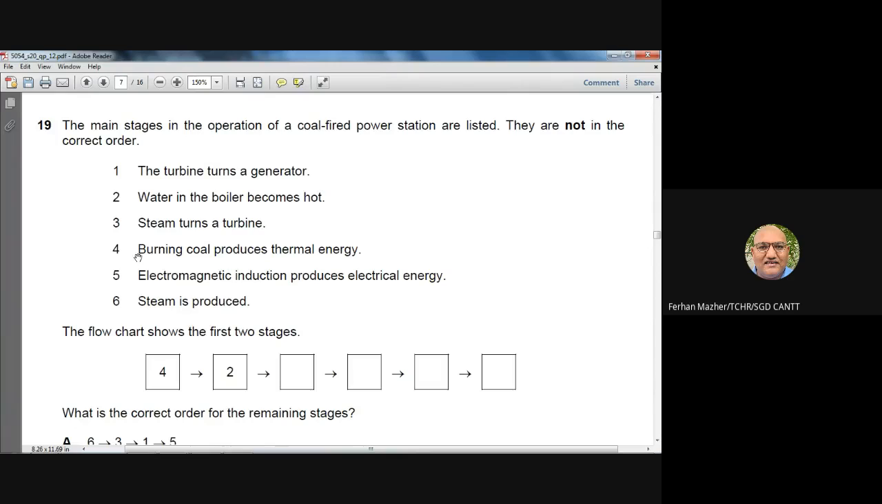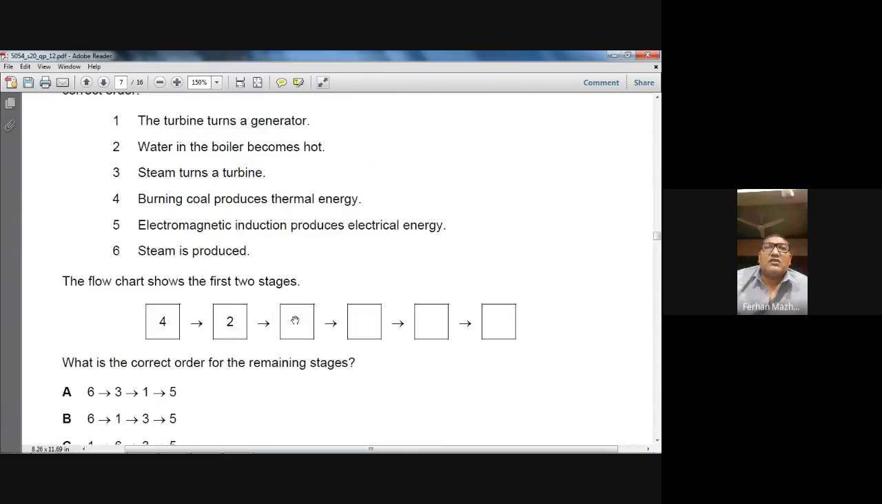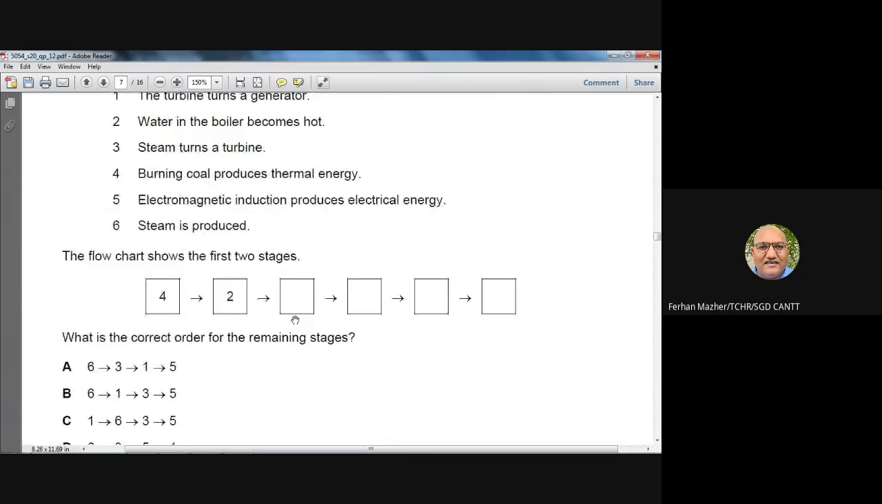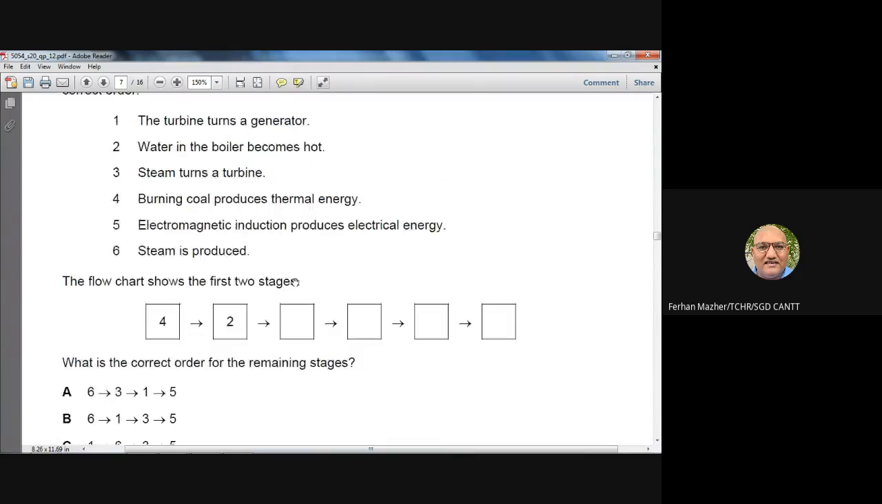Okay. You see, so what will happen first? First of all, we will burn the coal. So the coal will produce the thermal energy. Then the water in the boiler becomes hot. Second, then the steam is given out. The steam is produced. Number 6. After 4, 2, we should have a 6 here. Steam is produced. Then that steam turns a turbine. Then I should have 3. 6, 3.